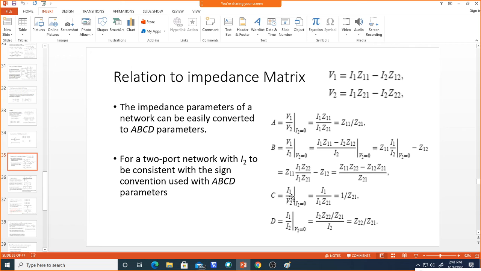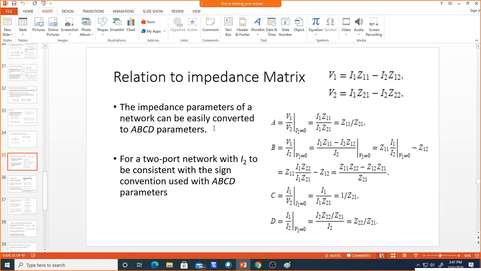And similarly for C, I1 by V2 when I2 is 0. If you derive what is V2 when I2 is 0, it is I1 into Z11. This will be simpler, I1 gets cancelled, which is equal to 1 over Z21. And D, which will be equal to I1 by I2 when V2 is 0. So put V2 is 0. What is I1 by I2? If you take this side, I1 by I2 equals Z22 by Z21. So that is what we get here.